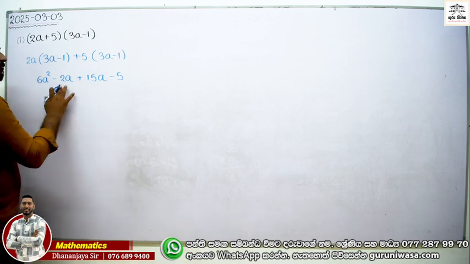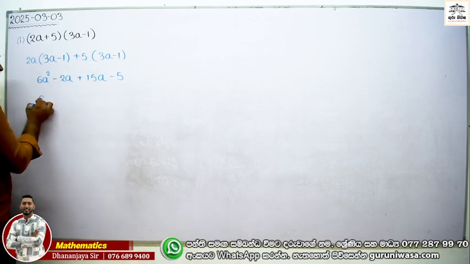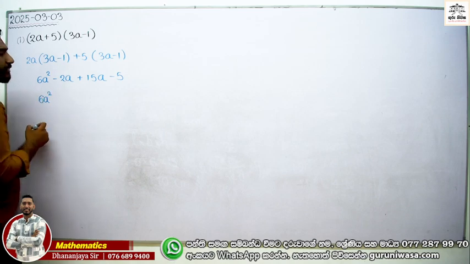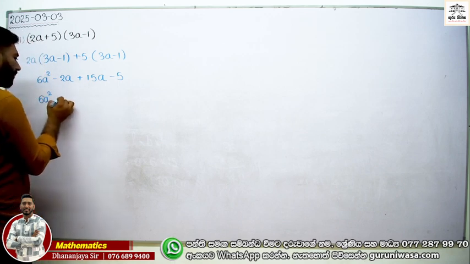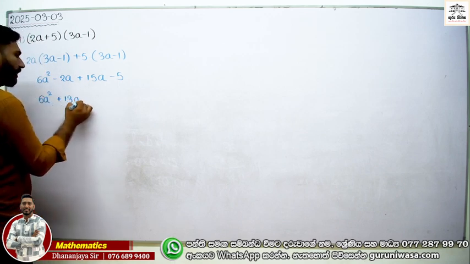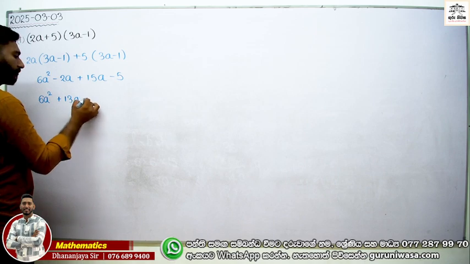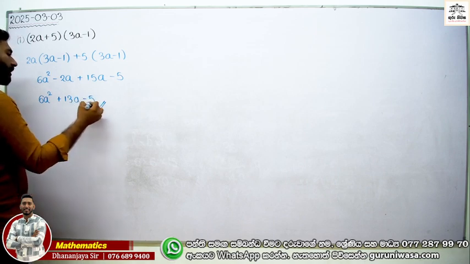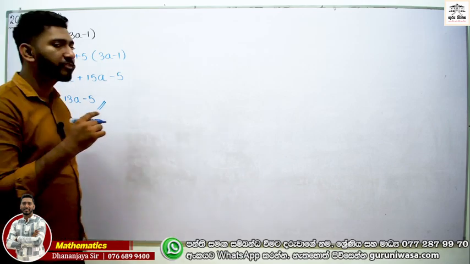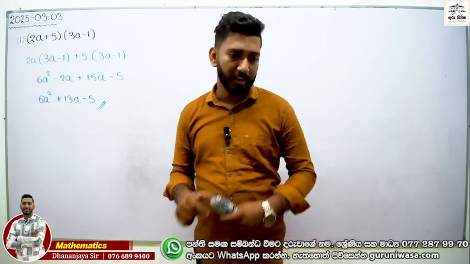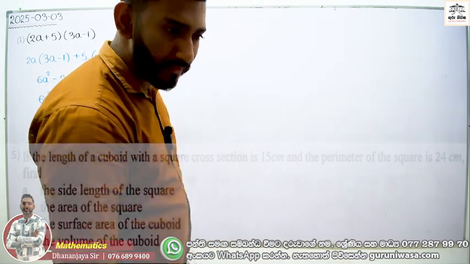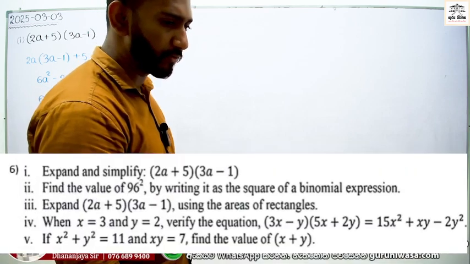Now we can simplify the middle terms, because we can simplify like terms in math. Minus 2a plus 15a becomes plus 13a, minus 5. And this is a trinomial quadratic expression, and this is the expansion of the first bracket. Now we go to the next one.